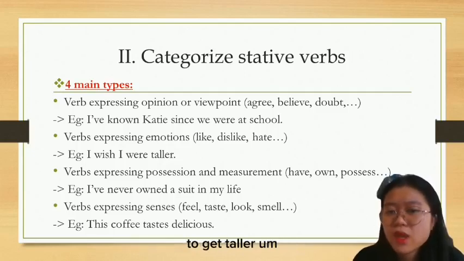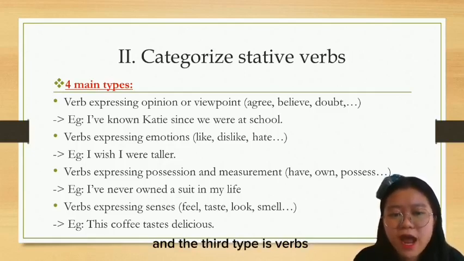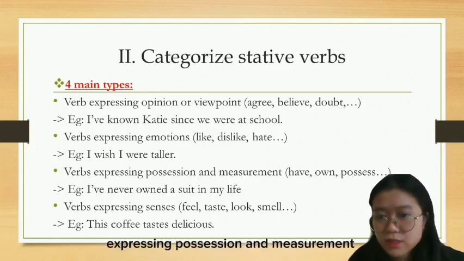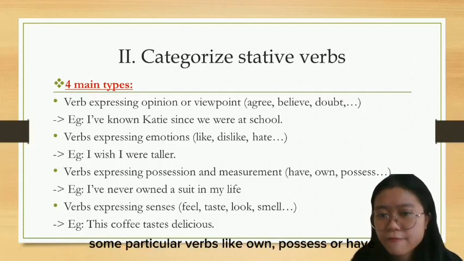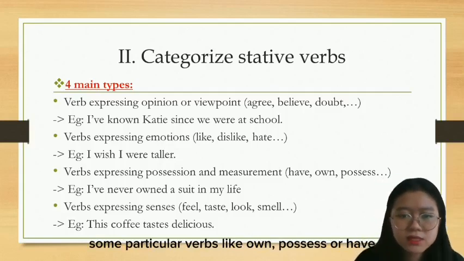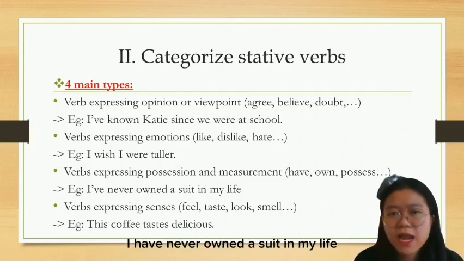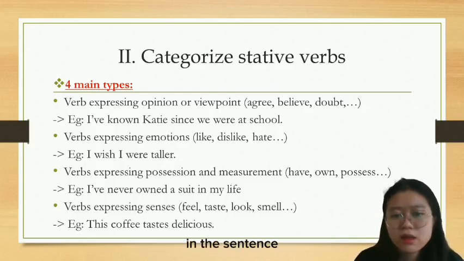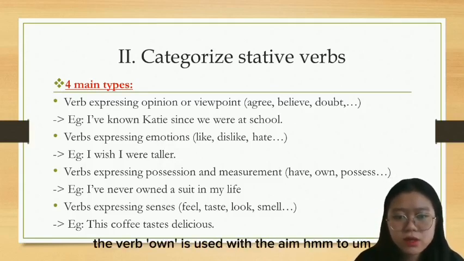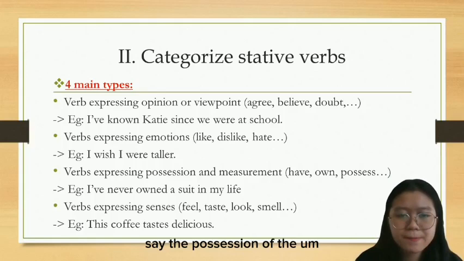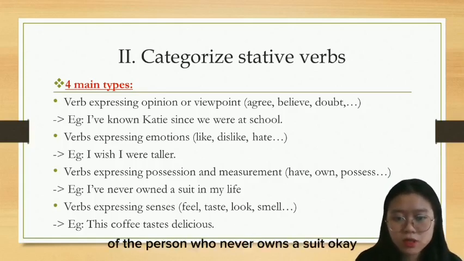to get taller. And the third type is verbs expressing possession and measurement. Some particular verbs are own, possess, or have. For example, "I have never owned a suit in my life." In this sentence, the verb own is used with the aim to say the possession of the person who never owned a suit.